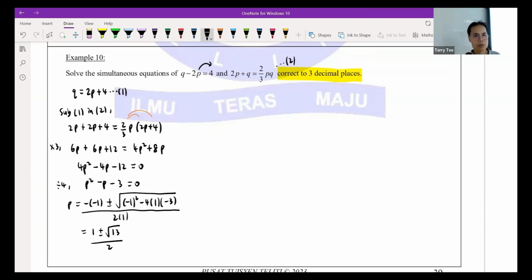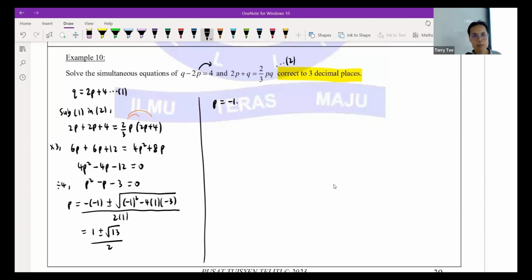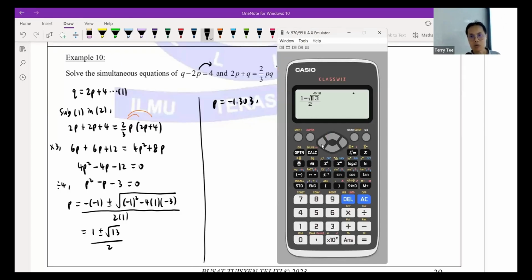Okay, divide by 2. Okay, can simplify this? Use your calculator. Can see my calculator? Okay, we'll take 1 minus square root 13 divide by 2. First answer, negative 1.303. Second answer, change the minus here to plus. You should get 2.303.